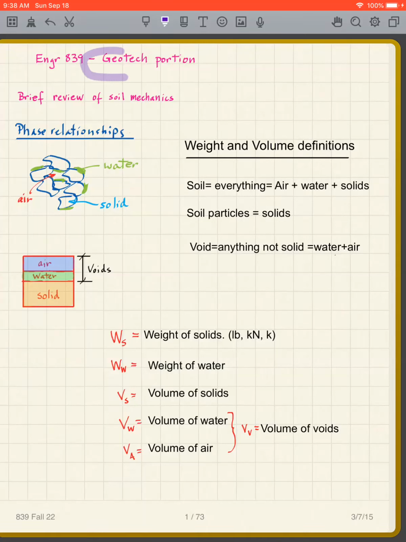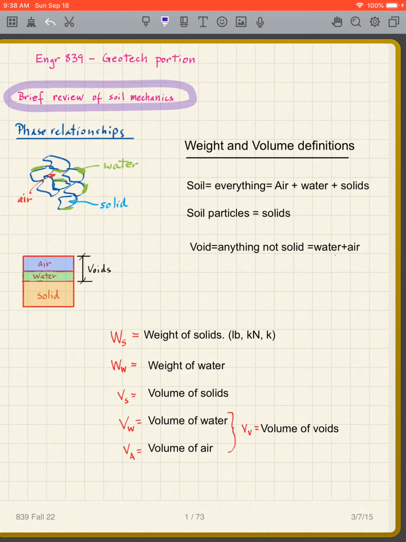Okay, this is the geotech portion of Engineering 839, and I am going to start out with a brief review of soil mechanics so that we are all on the same page. Some of you may remember this, and then you can skip through the videos or skip through portions of the videos. Those of you who don't remember this will find it a review so that you can do the assignments. So in other words, these videos are going to help you do the assigned problems.